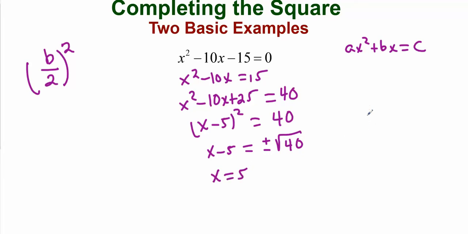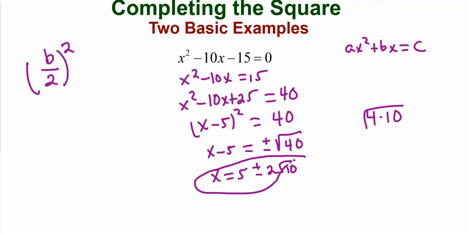And right here, I want to simplify my radicals. In my class, you're required to simplify radicals. So the biggest perfect square that goes into 40 is 4, so that's nothing more than 2 radical 10. This is my answer, my two solutions for this problem.